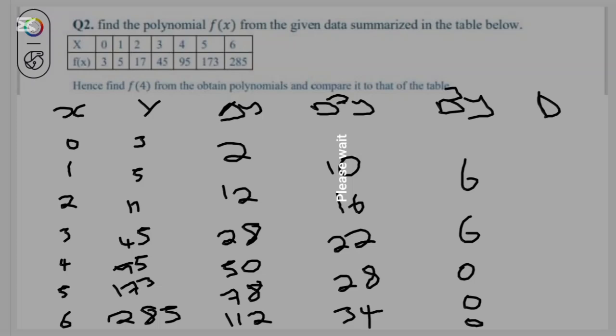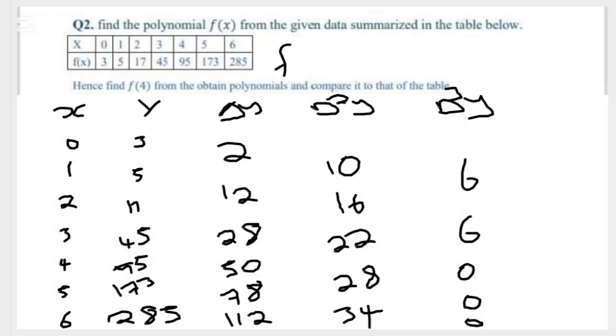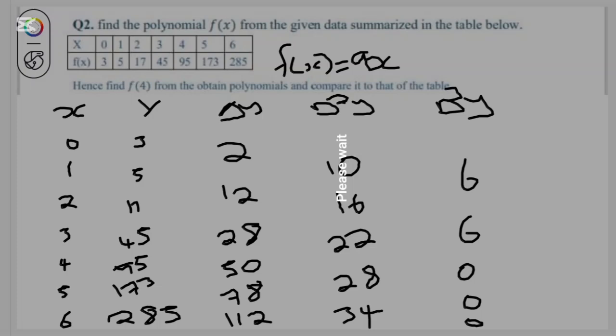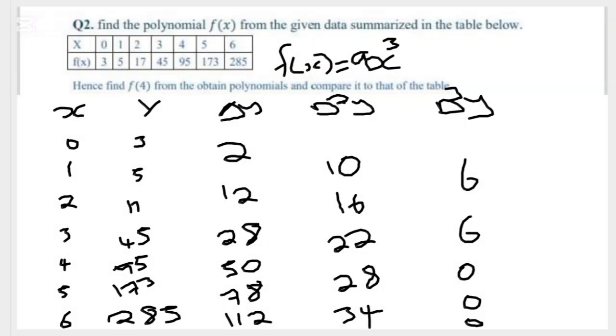So the next thing that you are going to know is the general form for the polynomial. It is f of x, which is the same thing as ax to the power of 3, plus bx squared, plus cx, plus d. So this is the general form of the polynomial.